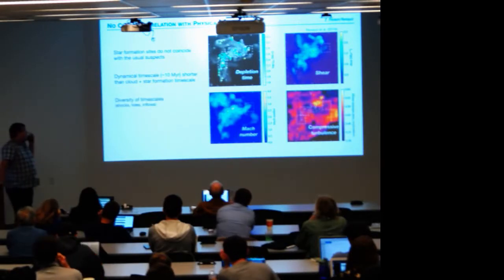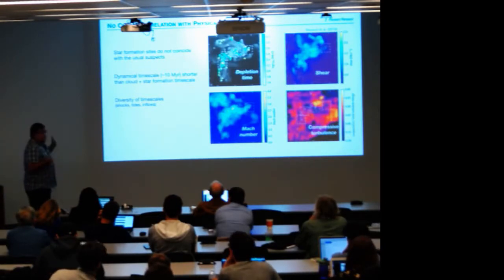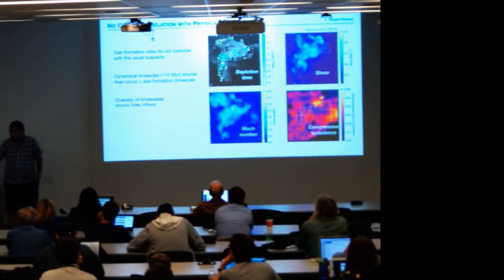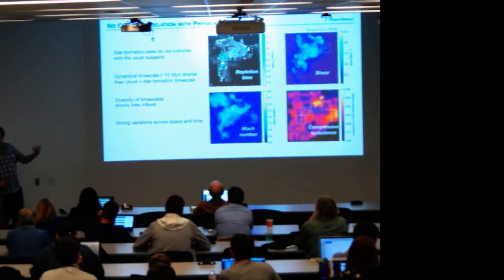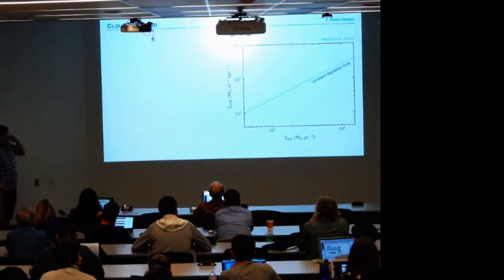Of course, you could say, well, that's bad, but we can correct for this by correcting with the timescale effect. No, you can't, because you have a diversity of timescales due to a diversity of processes acting in these galaxies. You have shocks, you have tides, you have inflows, maybe something else. And of course, you have variations of these processes and their combination across space and across time in different stages of your interaction. So does it mean that we are stuck?